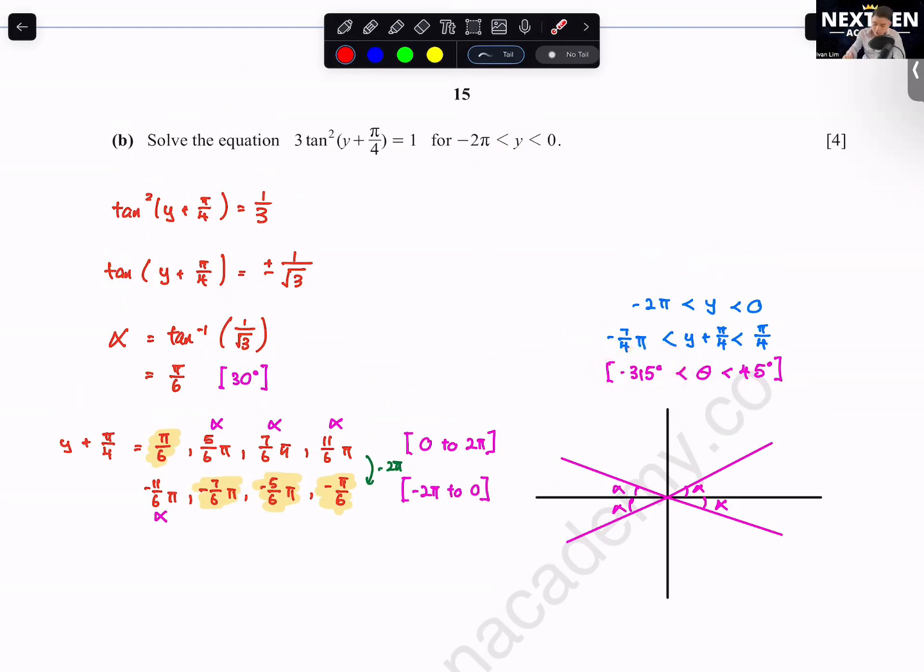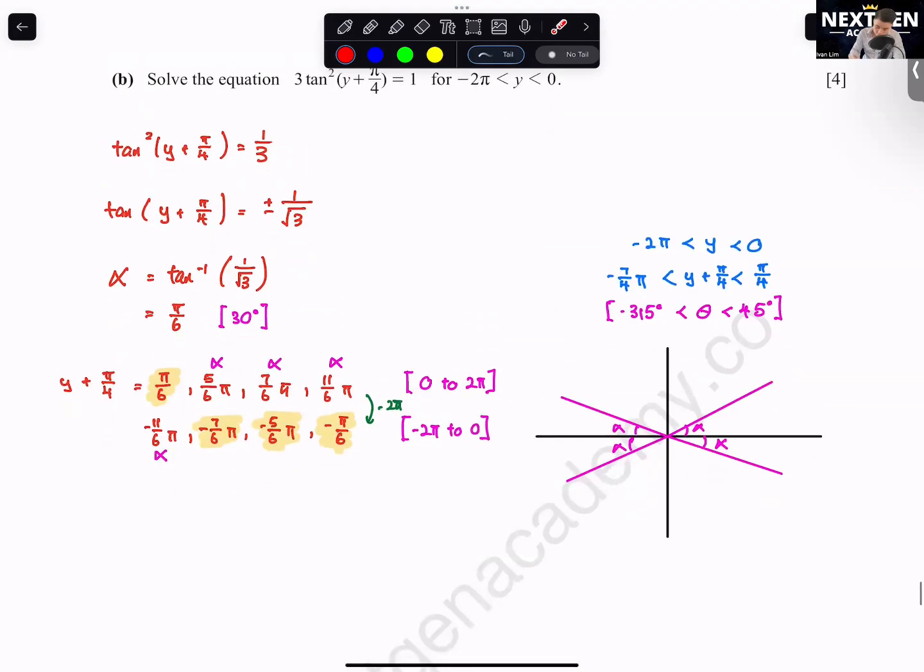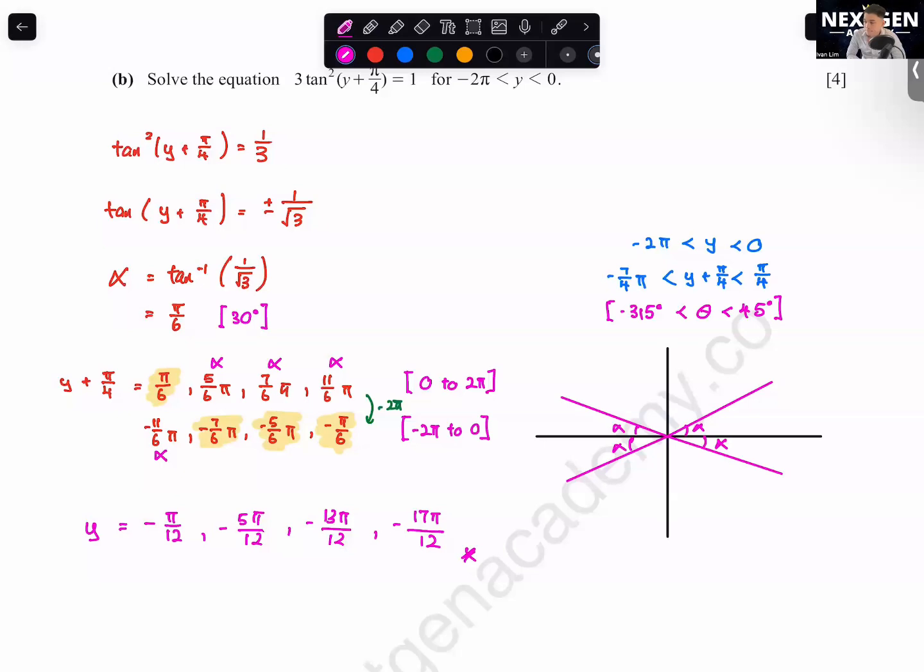Now you got these 4 answers, then only you calculate. So all these 4 answers that you get in yellow color, you're going to minus pi over 4 from all the answers. So your final answer will be y equals negative pi over 12, negative 5 pi over 12, negative 13 pi over 12, and negative 17 pi over 12. Everyone, can you all do this?